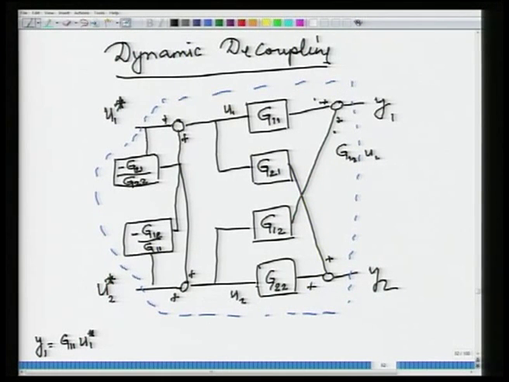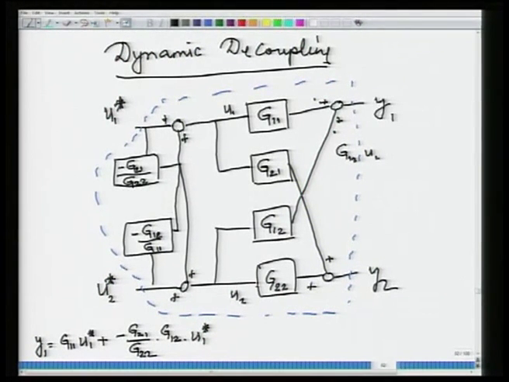When I make a change here, this decoupler will cause a change in u2, and this change in u2 will give me an additional signal here. What is that additional signal? That would be plus minus g21 by g22, that is this guy, times g12 into u1 star. So, that is the dependence of y1 on u1 star.